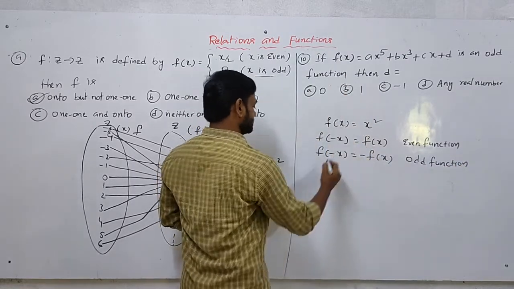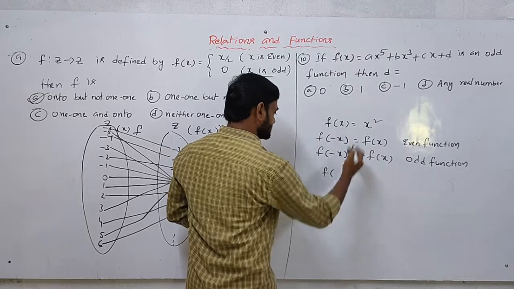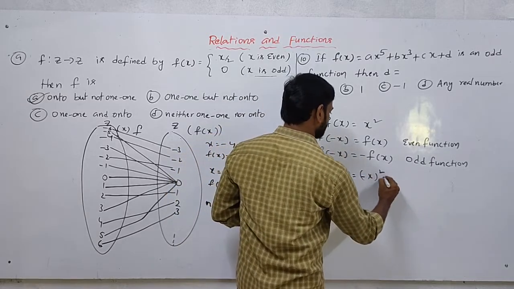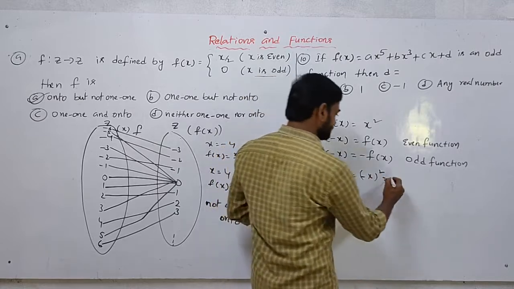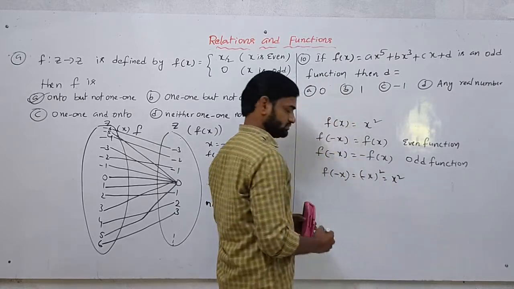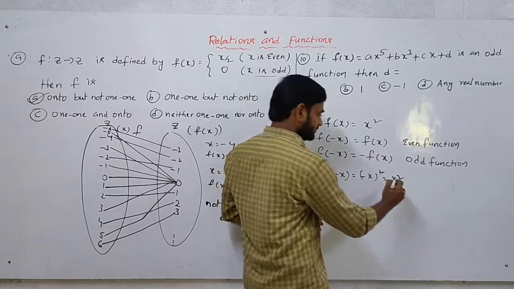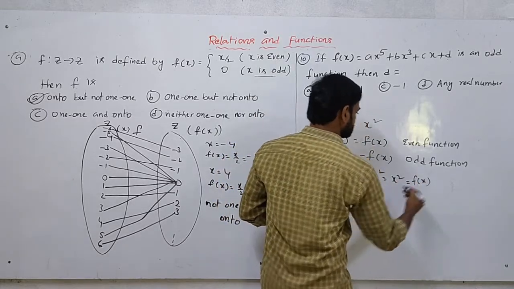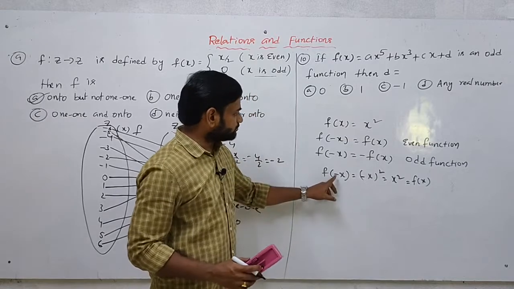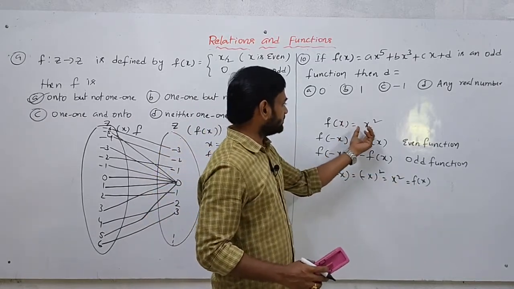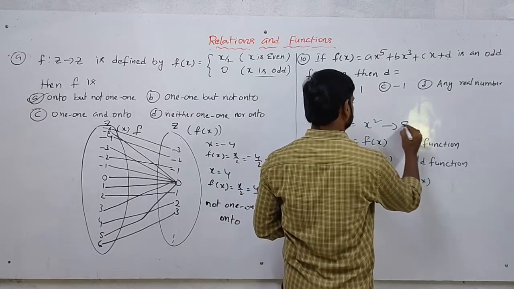See here, substitute minus x in place of x. f of minus x equals minus x whole square. So minus x whole square is x square, positive. So x square is f of x only. So f of minus x equals f of x. So this f of x equals x square is even.